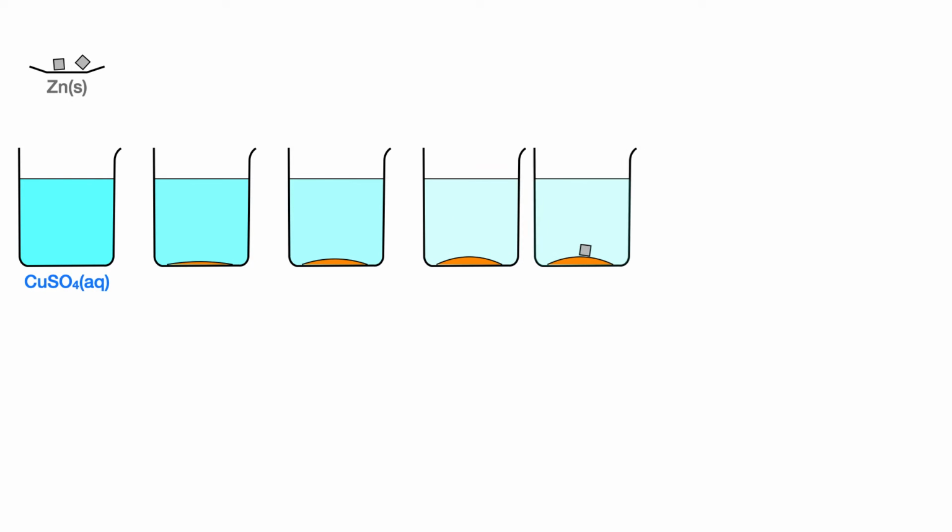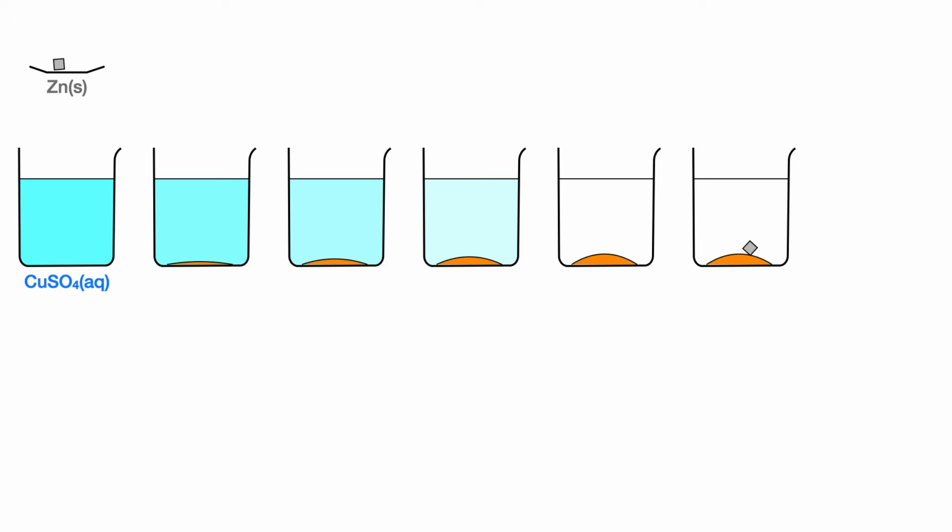Eventually, if you keep doing this, you get to the point where all of the blue color is gone and the copper sulfate has been used up. It's been converted into zinc sulfate and copper metal. And so if you were to continue adding pieces of zinc, the reaction wouldn't go any further. Once all the copper sulfate is used up, any additional zinc is just going to sit there.